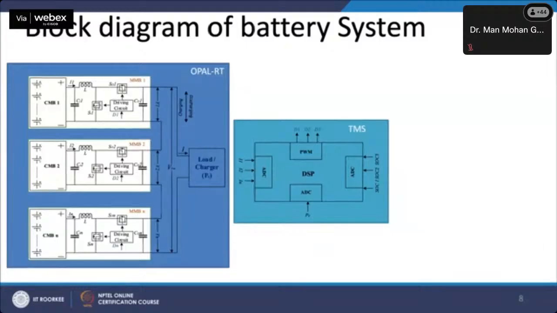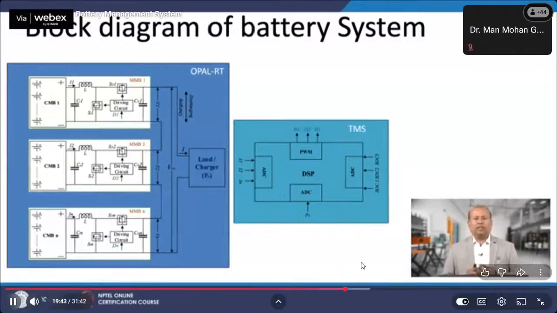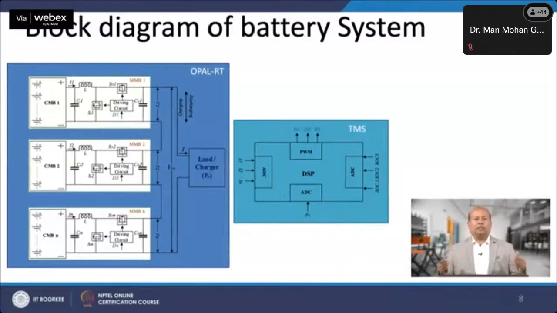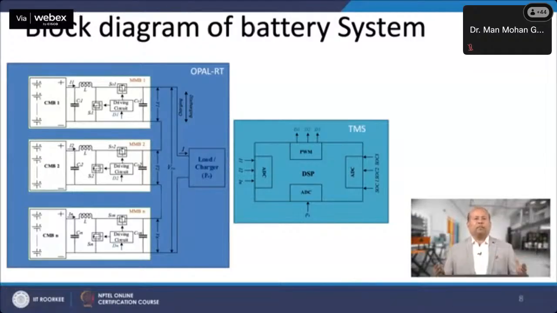Now, we can look into the complete block diagram of the battery system within OPAL-RT. This is the block diagram of the battery storage system connected to a DC bus, and from the diagram we can observe the 3 battery modules connected to a load or charger, each module consisting of a CMB known as cell management block, which consists of cells connected in a series parallel combination with a balancer circuit. The driving circuit, which takes input from TMS, drives the MOSFETs.